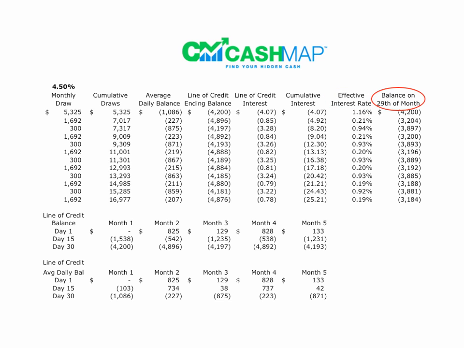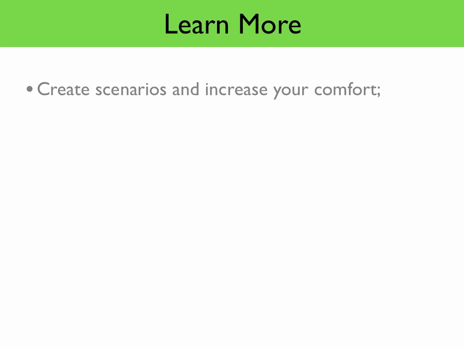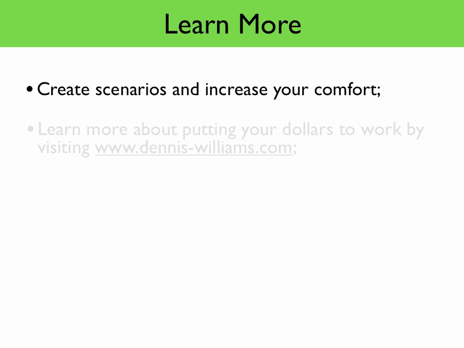Further down the page, you can see on the 1st, 15th, and 30th the amount that you owe on your line of credit, as well as what the average daily balance was at that point in the month. So it gives you a fairly complete picture. Now, if you want to end up learning more, again, you want to create as many scenarios as you can think of, and immediately as you make the adjustment, you'll see the effect and it'll increase your comfort.